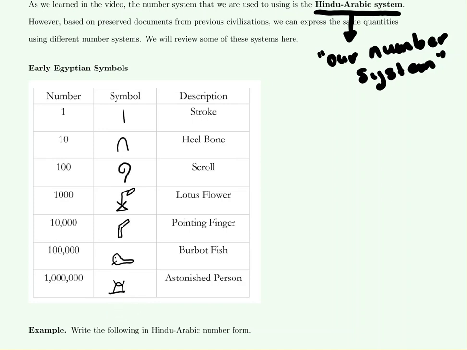And with the Egyptian symbols, if we wanted to express 2,000, we would need to have 1,000 plus 1,000. So since there's not a symbol in itself for 2,000, we just repeat the symbol for 1,000 twice.